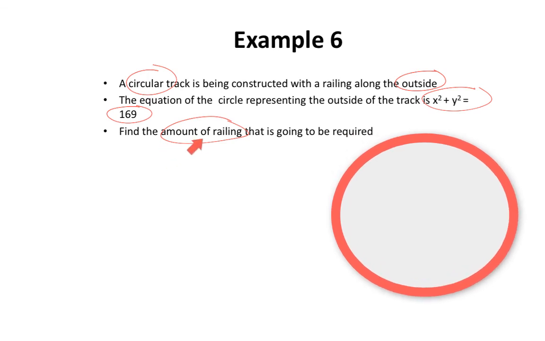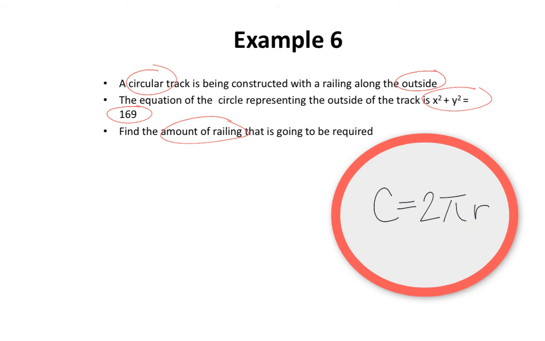Because we want to find the amount of railing on the outside of the track, that means we want to find the perimeter of this circle. If you recall, the perimeter of a circle is also called the circumference. And the circumference equation is 2 times pi times r. It should be pretty straightforward. We know what 2 is, it's a constant. We know what pi is, it's 3.14 as an approximation. But we need to figure out what the radius of this circle is. And we can do that with the equation for a circle.